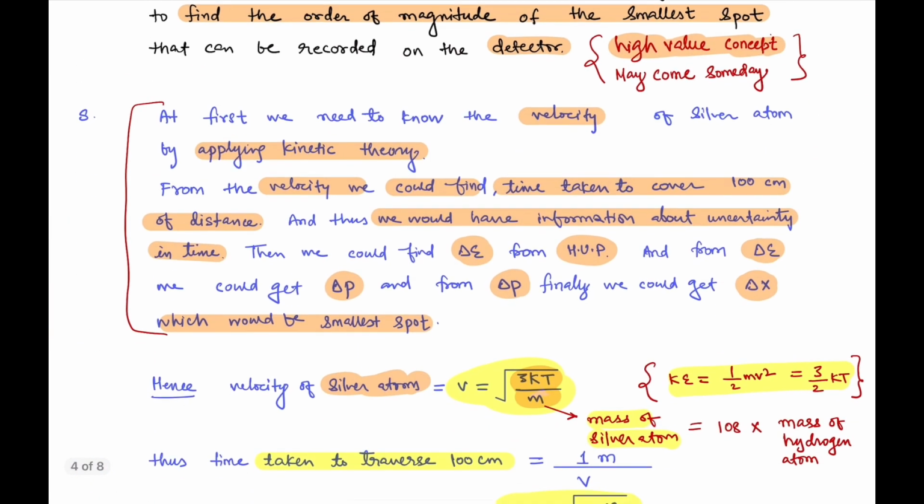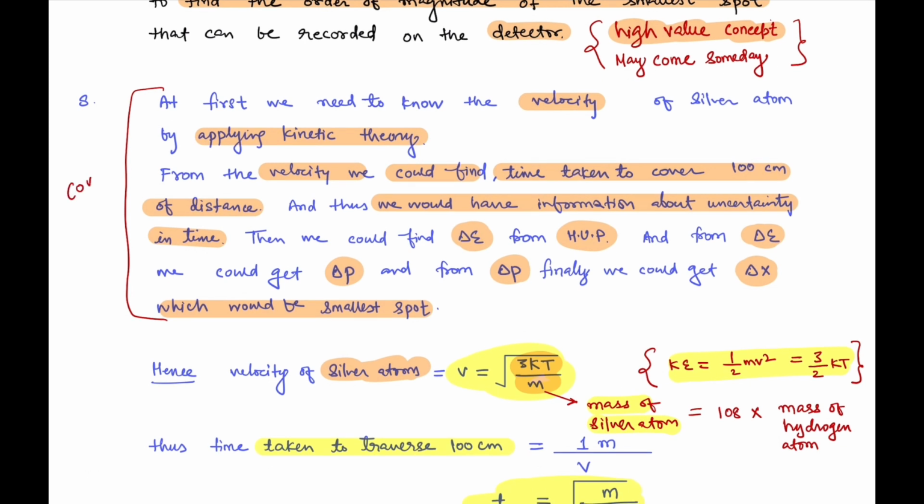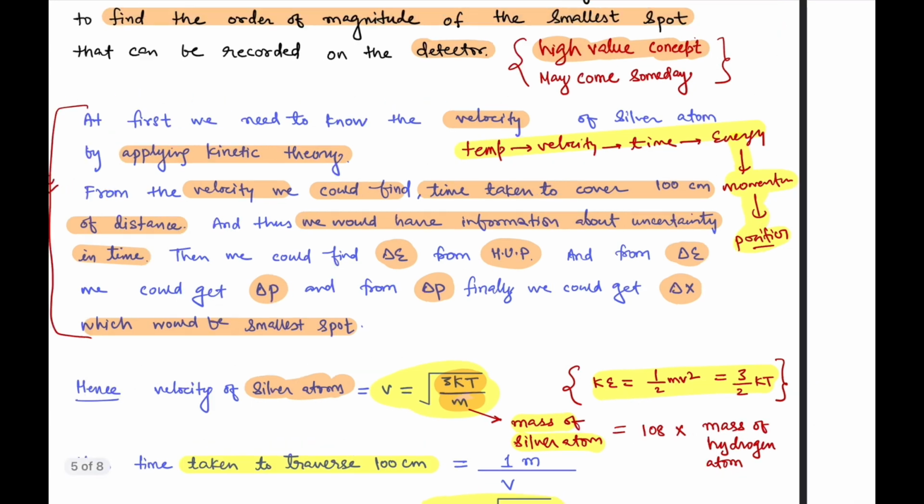You just need to know the most important part, and this concept is the most important part: how we are arriving from temperature, we are finding velocity. From velocity, we are finding time to cover the distance. From time, we are finding energy uncertainty. From energy uncertainty, we are finding momentum uncertainty, and from momentum uncertainty, we are finding position uncertainty. So this is what the whole thing looks like. This graph, or flowchart, whatever you call it, is very important. Now let us move to the next question.